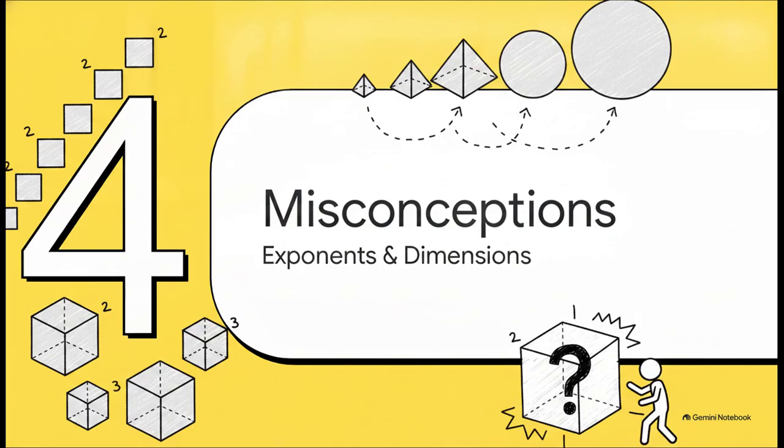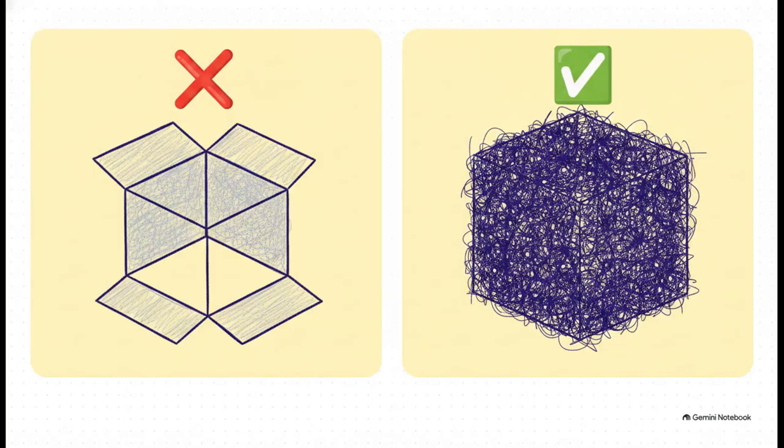Let's head into Section 4, misconception, exponents, and dimensions. There's a really common trap you need to avoid here. Sometimes, when a shape is dilated by k, a student will try to find the new volume by multiplying the old volume by k squared. But we need to understand exactly why that's incorrect.